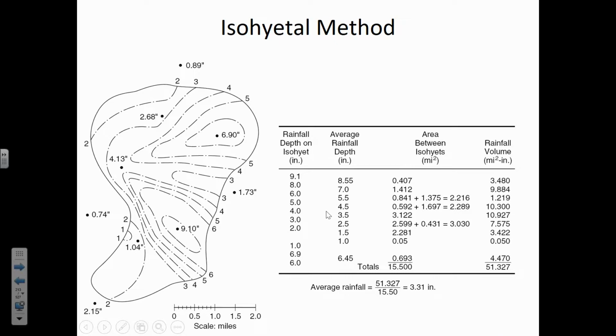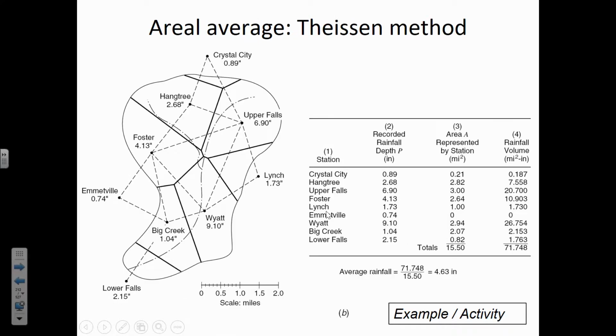Okay, so here's another way of coming up with a spatial average. In the Theissen method, you just draw boundaries and you say everything inside of this zone gets 9.10. And I mean, that's better than a simple average, but we know that you're not going to instantly jump from having 1 inch of rainfall on the left of this line to 9 inches of rainfall on the right. And it's going to be more of a gradual transition than that.